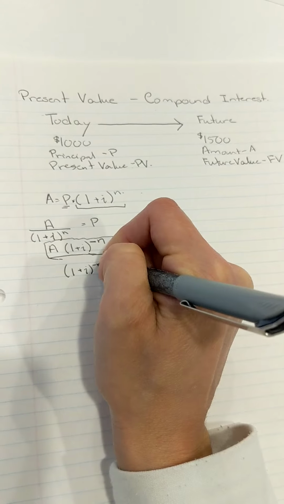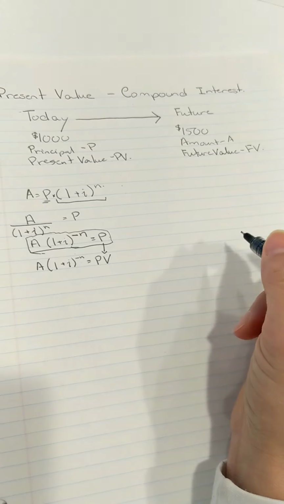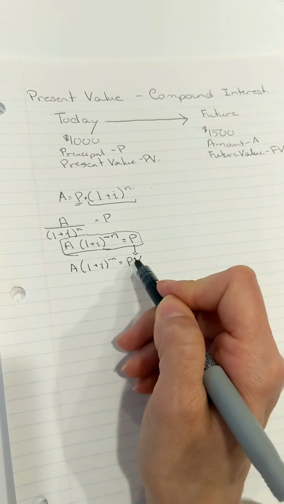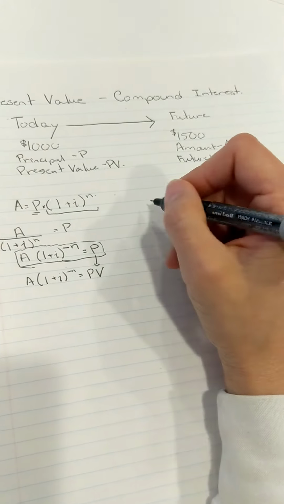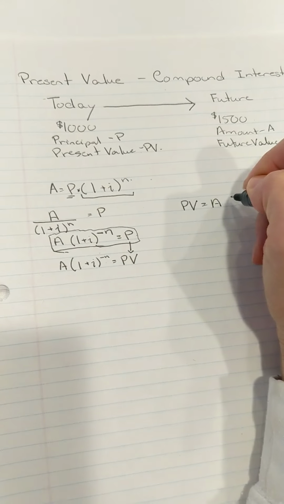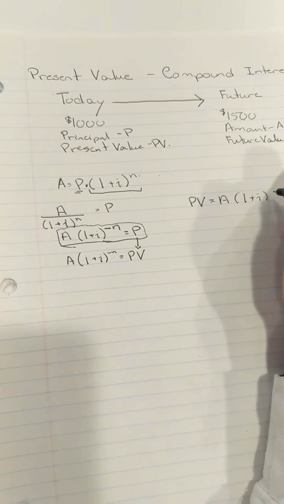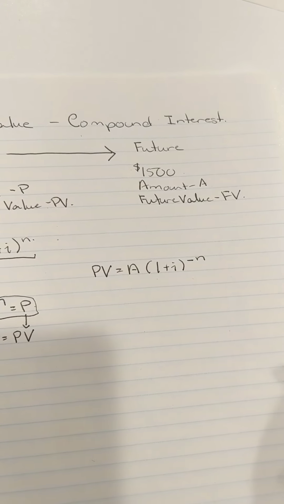Some resources will put an FV for the A, others will just leave the A. I'm okay with just the A. We also don't tend to leave these on the right-hand side, we tend to write them on the left. So we're going to clean this formula up, and we're going to have your present value equals your final amount times 1 plus i to the negative n. And that is your formula for present value.